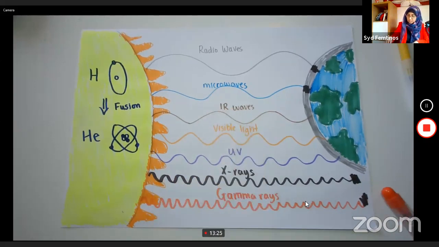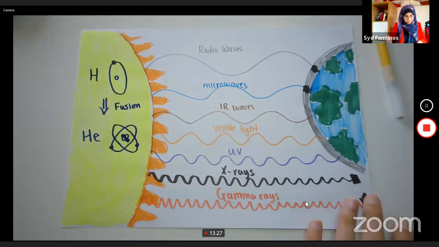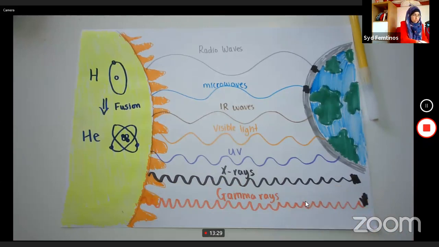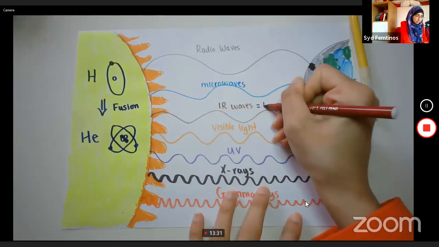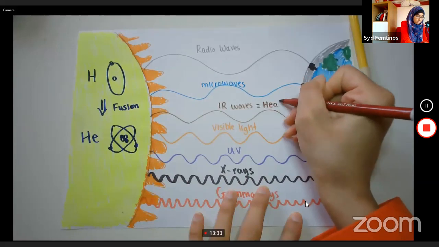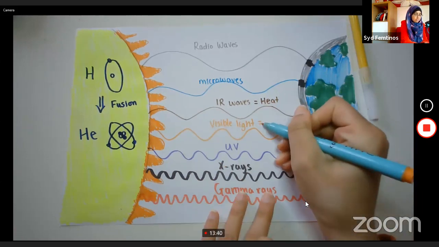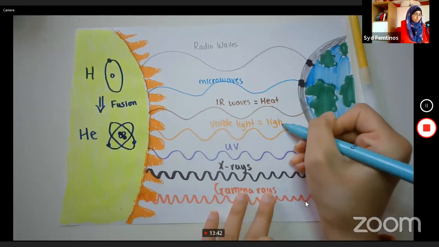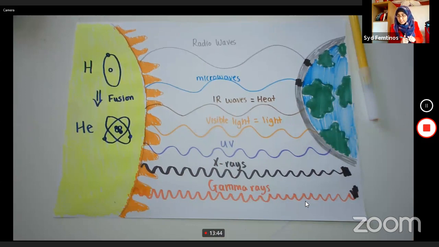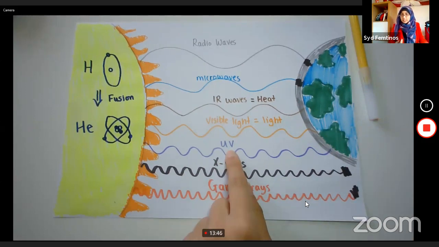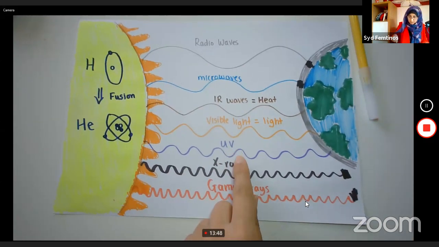So we can write over here, this gives us heat. Okay, this gives us light. This enables us to see. So we can say light. And ultraviolet, right? So this one over here, this gives us a tan. So we can write over here, tan.